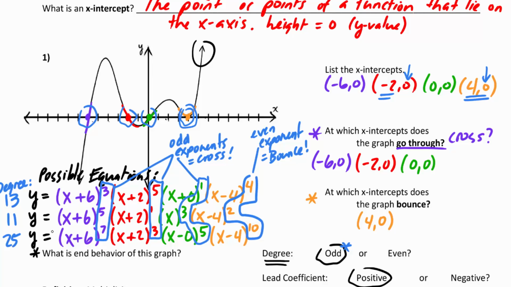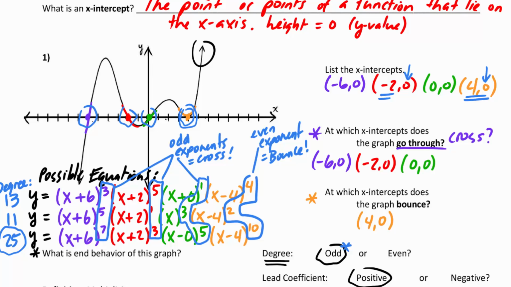So what's cool about this, if I expanded this whole thing out, kind of like foiling but supercharged, x plus 6 times x plus 6 times x plus 6 times x plus 6 times x plus 6, 7 of those, times 3 of the next things, times 5 of the next things, you will eventually get something with x to the 25th power. Yeah, that's crazy, that is actually an outcome of expanding or foiling this out.